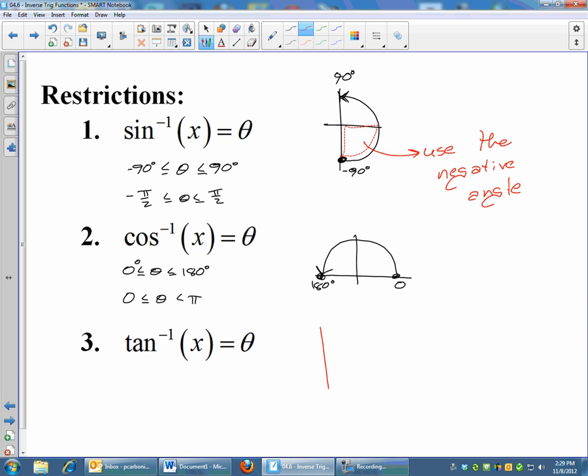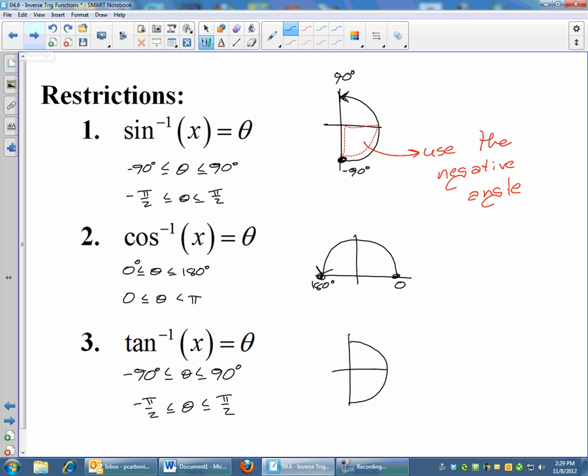So if I'm going to do inverse tangent, the restriction for inverse tangent is actually the exact same as sine. We look at the right half of the circle, and that would be from negative 90 degrees. Your answer will be between negative 90 degrees, positive 90 degrees, or in radians, negative pi over 2, positive pi over 2. So you always give the answer on the right half of the circle, and then remember use negative angles for the fourth quadrant.